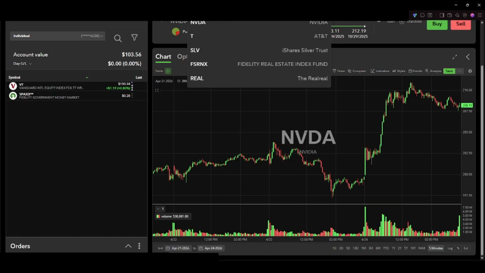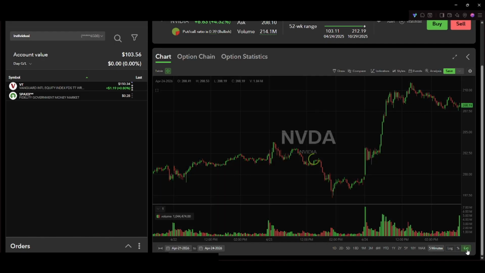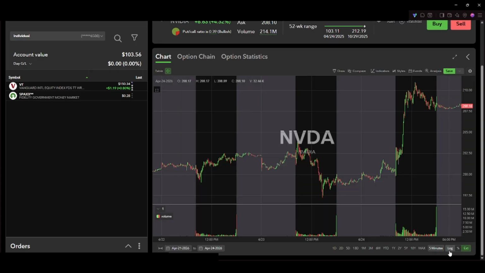Next, get familiar with the trading hours. Fidelity allows after-hours trading from 4 p.m. to 8 p.m. Eastern Time. During this period, you can place trades just like you would during regular hours. Keep in mind that after-hours trading has different risks and lower liquidity compared to regular trading, so be cautious about the orders you place.